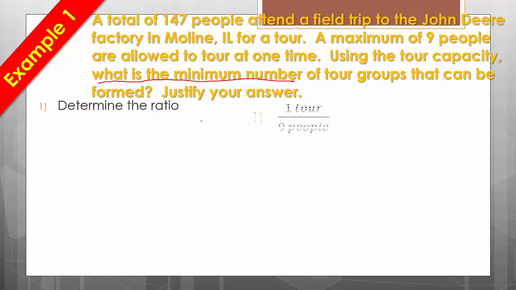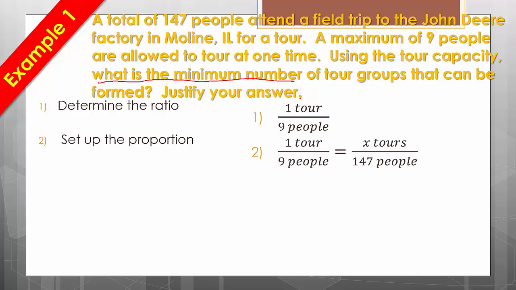So determine the ratio. We know that one tour can have 9 people. Set up the proportion just like before. So if one tour equals 9 people, and we're trying to find out how many tours for 147 people, we set it up like this. Notice again, we've got people and people. Solve for the variable. So we're going to get 9x equals 147, divide both sides by 9.